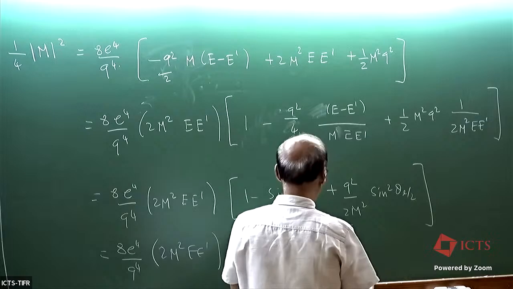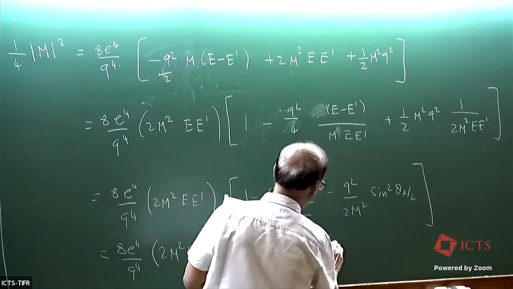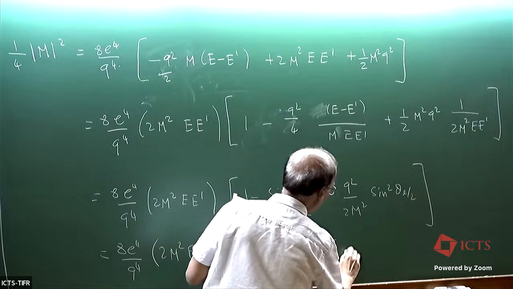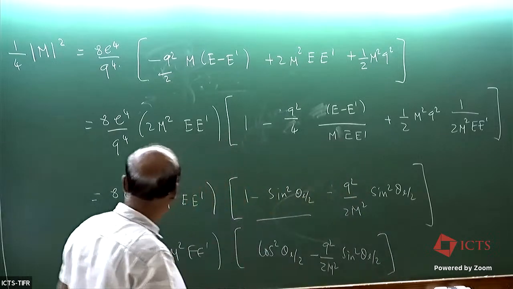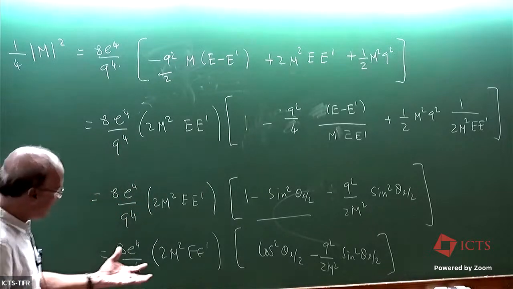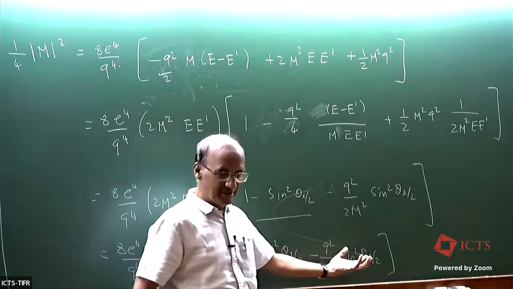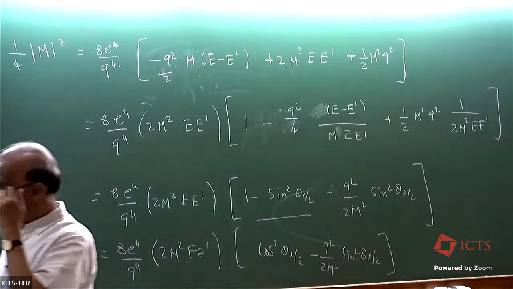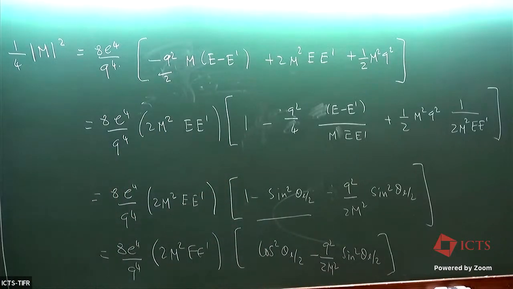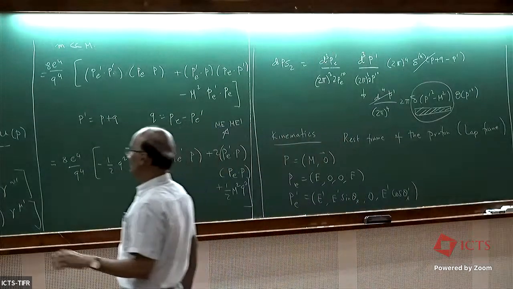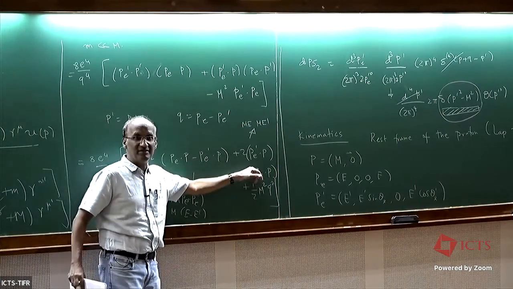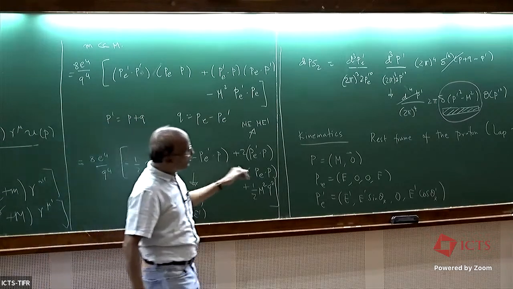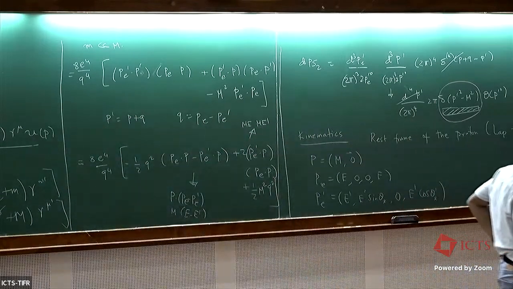I think it's minus actually here. Minus q square by 2m square sine square theta L by 2. So this is how your matrix element looks. It has a part which is proportional to cos square. This is simply because the proton is a spin-half particle. You have all these dot products that are present, and those dot products bring you this angular dependency.